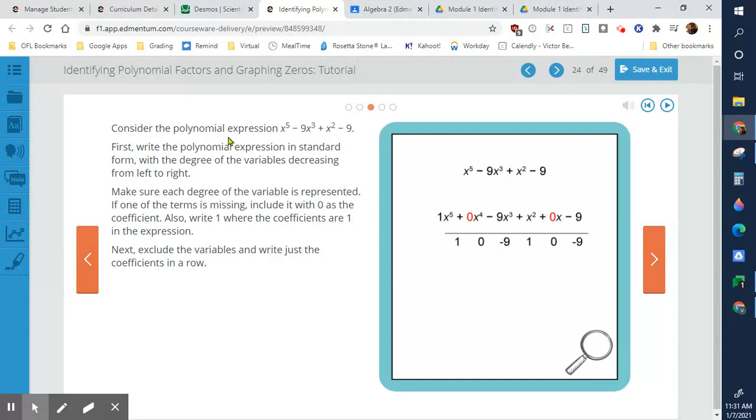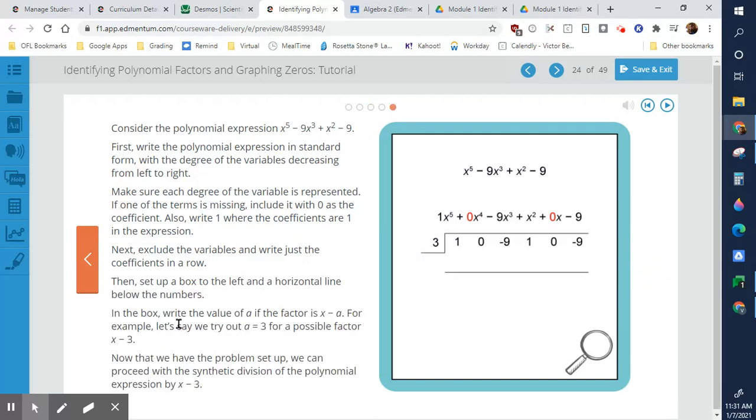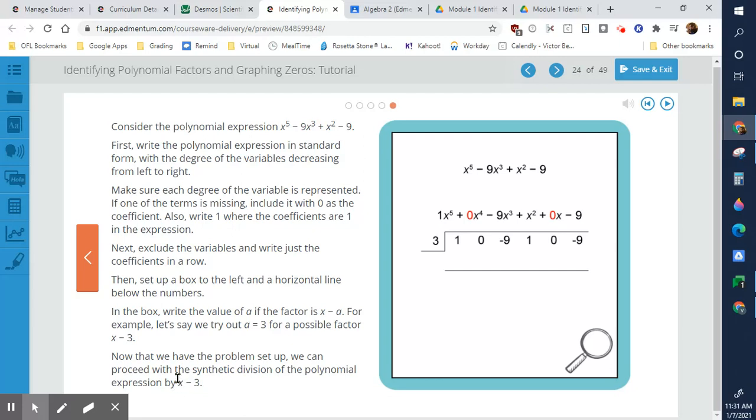I'm getting ahead of myself because I want to get to the synthetic division part. So what we want to plug in, we're going to see if x minus 3 is a factor. We're saying that x equals 3, so we're going to plug in a 3 here. When we're doing synthetic division, they do it kind of differently than I do, but that's fine. For the first one, we have no multiplication, so we're going to bring down a 1.